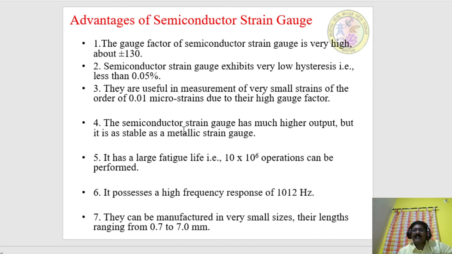The semiconductor strain gauge has a much higher output, but it is not as stable as a metallic strain gauge. It has a large fatigue life, in the order of 10 into 10 power 6 cycles of operation. It possesses a high frequency response of about 10 power 12 Hertz. They can be manufactured in very small sizes; their length may range from 0.7 to 7 millimeter, that is, less than 10 millimeter.